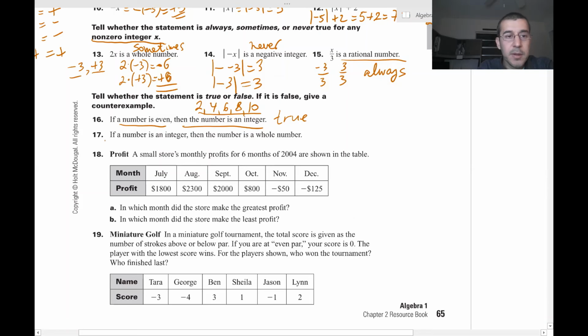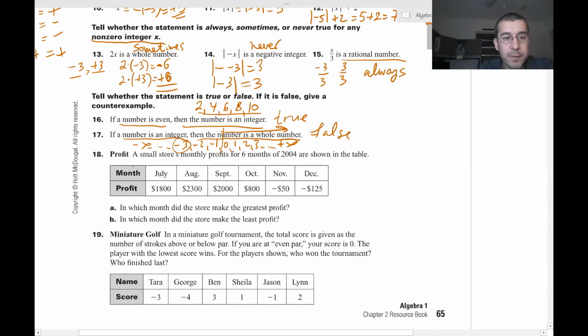Okay. Number 17, if a number is an integer, what's an integer? So negative, right? Negative 3, negative 2, negative 1, 0, 1, 2, 3, all the way to positive infinity. Okay, that's if a number is an integer, then the number is a whole number. That's not true, because whole numbers start from 0 and go to 1, 2, 3, and positive infinity. So this is false. And then give a counterexample. We can say that any number of these, like minus 3, is an integer, but it is not a whole number. So that's the counterexample.